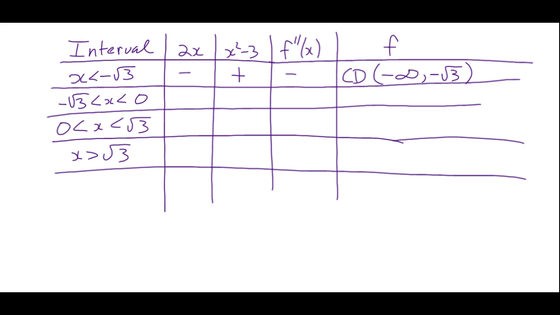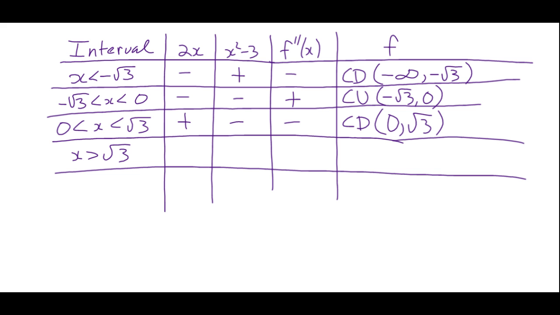Between negative root 3 and 0, you pick a number like negative 1, so this will be negative. Negative 1 squared is 1, minus 3 is negative 2, so that will also be negative. That makes the second derivative positive, meaning that on the interval from negative root 3 to 0, it's going to be concave up. Between 0 and root 3, pick a number like 1. This is positive, and 1 squared minus 3 will be negative, so it'll be concave down on the interval from 0 to root 3.